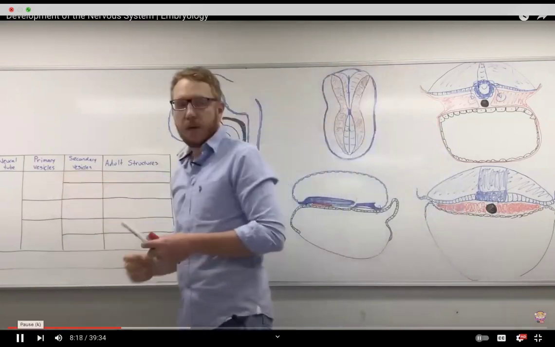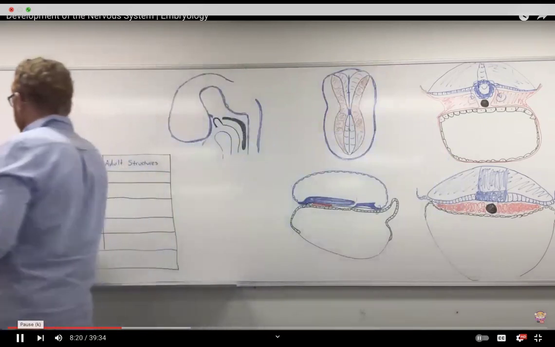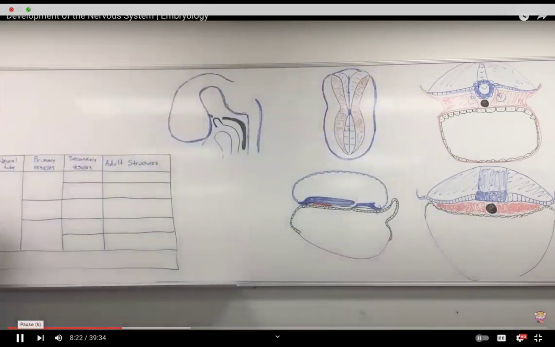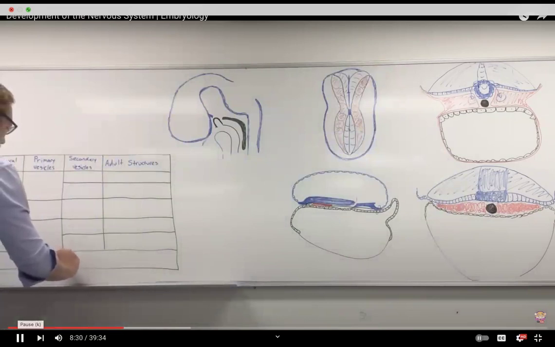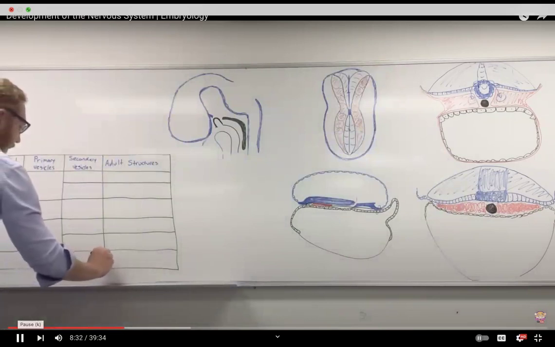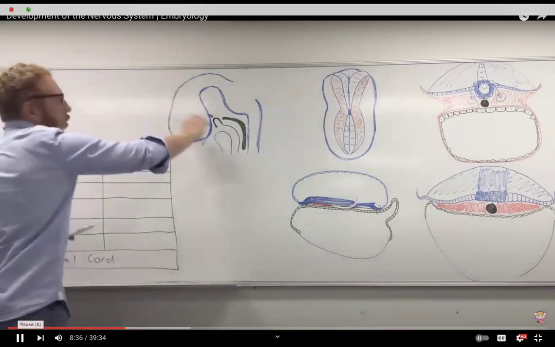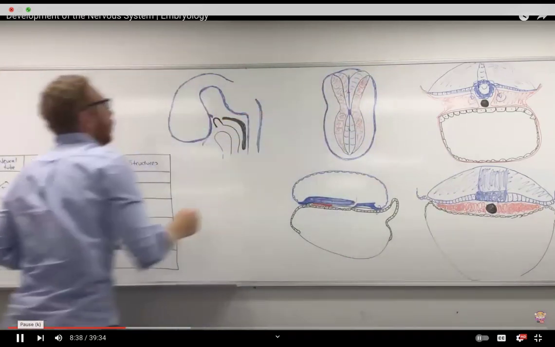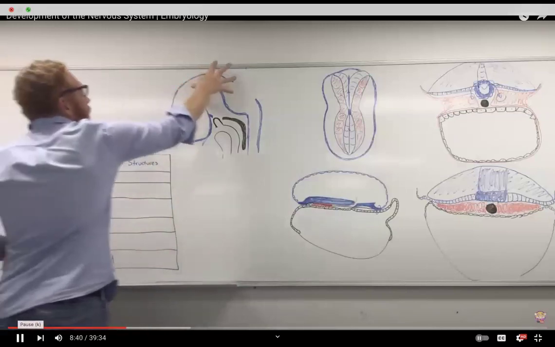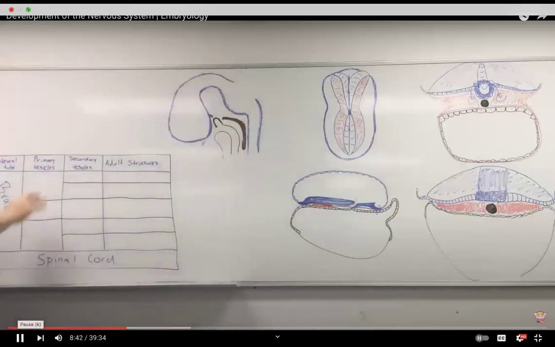So we can come across here and draw that in. The neural tube will effectively develop the brain and develop the spinal cord. Now in the brain, where we've had the closure of the cranial neuropore, three main vesicles or dilations start to form. And these are what we call the primary vesicles.